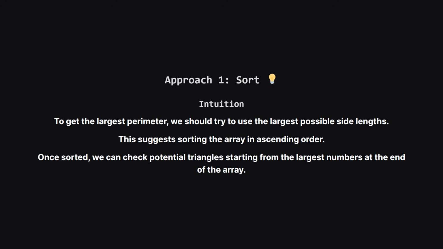This leads us directly to our main approach. To get the biggest perimeter, it makes sense that we should use the biggest numbers available in our list, right? This is a huge clue that sorting the array is a good first step. Once it's sorted, the largest numbers will all be at the end, making them easy to find and test.